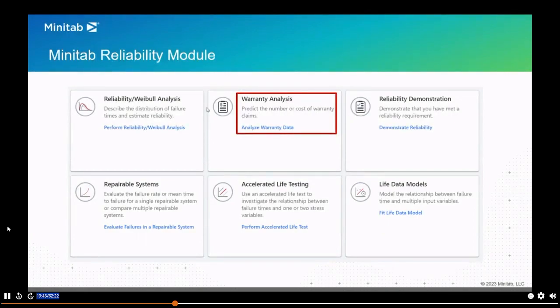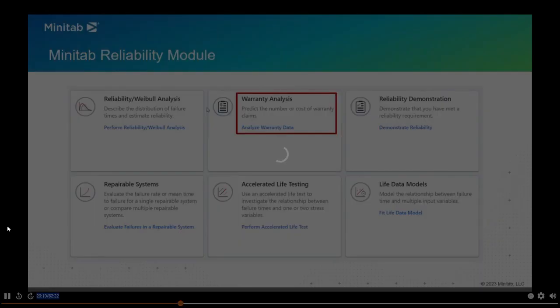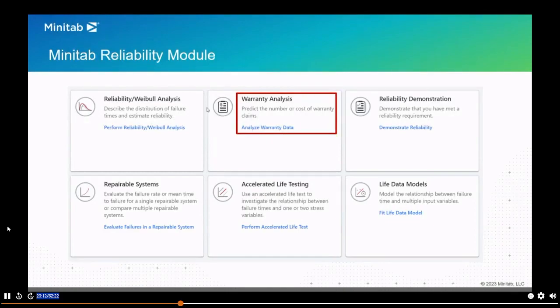So here, the reliability module asks, do you have a simple kind of reliability Weibull problem? Do you just want to estimate the distribution, estimate the reliability of a product, etc.? Are you looking at warranty analysis? Are you trying to demonstrate a certain requirement? Are you looking at mean time to failure for a repairable system? Have you done some sort of accelerated test that I mentioned earlier, where we add something like heat and humidity and we accelerate failures? Or are you looking at some other life data model?